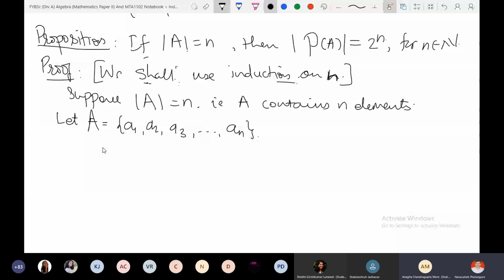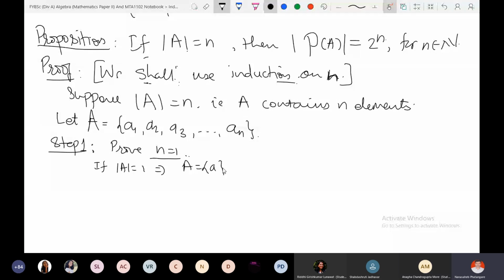Okay, so what is the first step? n equals 1. So the proof for n equal to 1, the base case, right? If the cardinality of A is equal to 1, that means A has only one element. Single element, whatever. I am not interested in what the elements in set A are. I am interested in how many elements in A. Remember, the set A may contain mangoes or apples or people or cities, whatever. I am not interested in the objects. I am interested in how many objects.